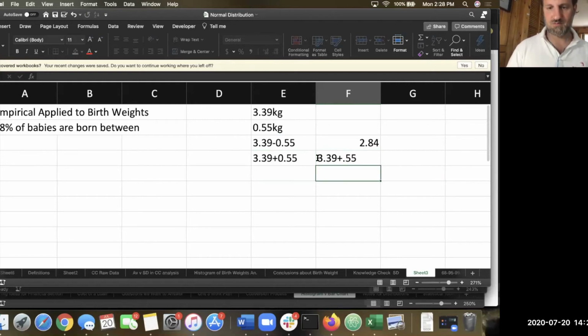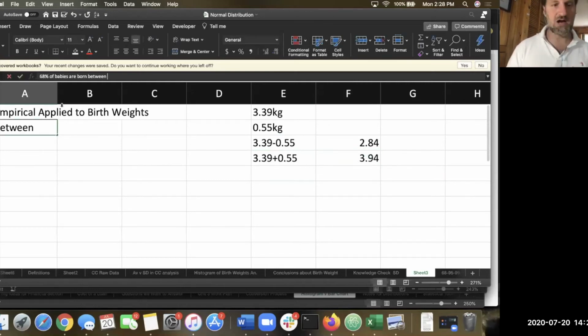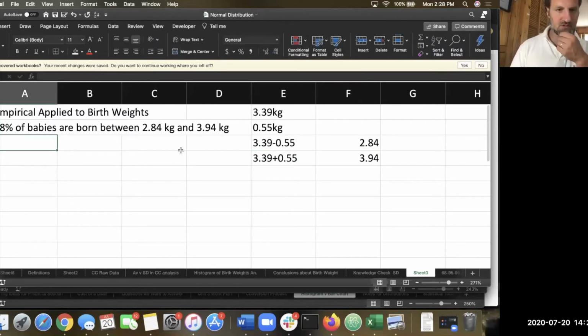Oops, I forgot my equals. Okay, so now that's how I'm going to finish this sentence. So 68% of babies are born between 2.84 kilograms and 3.94 kilograms. That's the 68% statement. Where did it come from?